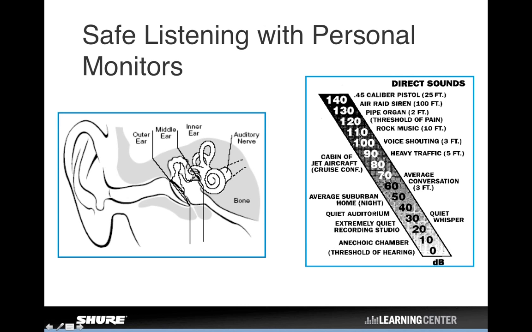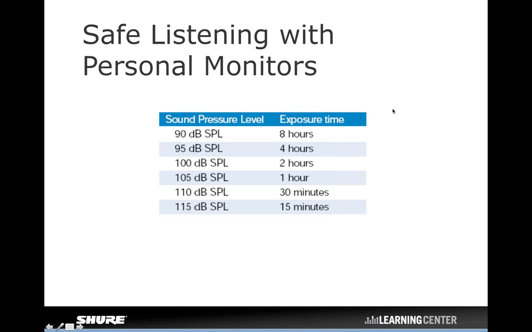Over here on the right, we see some typical sound pressure levels. You can see 120 dB SPL is about the threshold of pain, and rock music at 10 feet isn't that far behind it. So we're talking about some serious sound pressure level here. But the other component is how long you're listening for. The OSHA standards, Occupational Safety and Health Administration, set some standards for how long you can be exposed to certain sound pressure levels before hearing damage can occur. If you're listening at 110 dB SPL, that's fine for up to 30 minutes, but after that, you might be doing some damage.